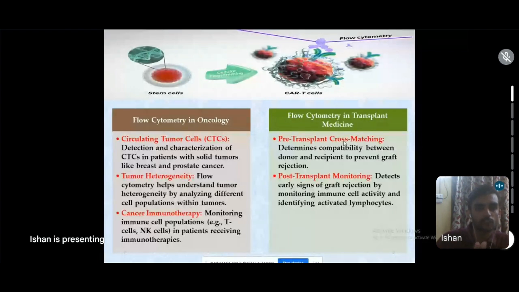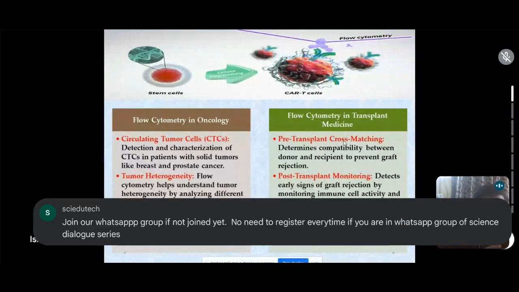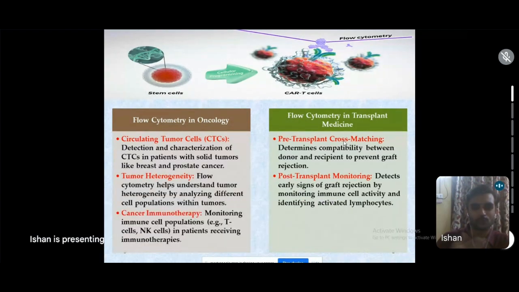So with detection and characterization of circulating tumor cells in patients with solid tumors like breast and prostate, we can get to know the staging, the classification, and the prognosis of this cancer, whether it is going to relapse or reoccur. We can learn all this by flow cytometric analysis of circulating tumor cells being circulated inside our body, which can indicate a pro-tumor formation phase, a phase where it will form a precancerous or pro-apoptotic phase.